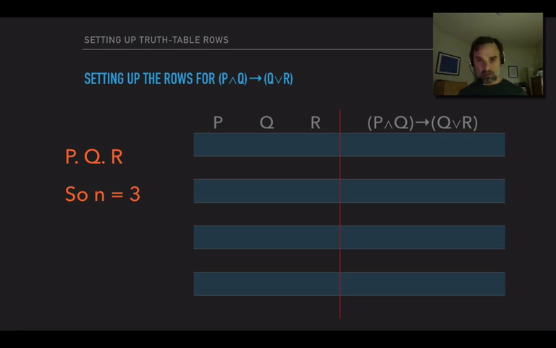And so n is equal to 3. Okay, well, 2 to the 3 is 2 times 2 times 2, so 2 times 2 is 4, times 2 is 8, and so our table should have 8 rows, and that's exactly what it has right here.